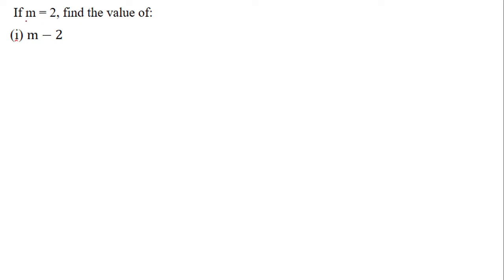Let's start solving the problems. If m is equal to 2, find the value of m minus 2. So we need to find out the value of m minus 2. Substituting m is equal to 2, wherever there is m, you will write 2. So 2 minus 2. So 2 minus 2 is 0.